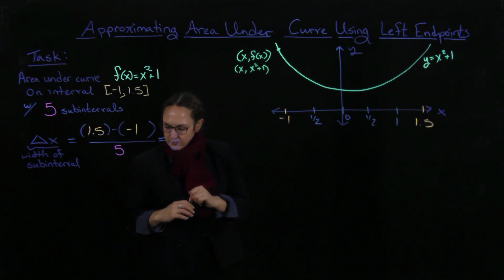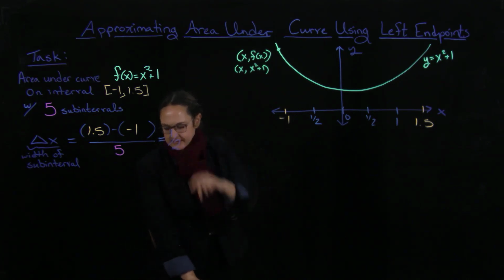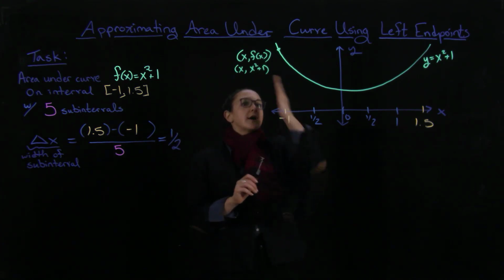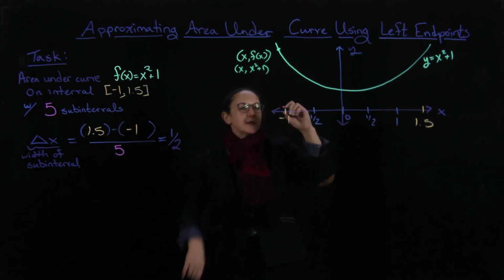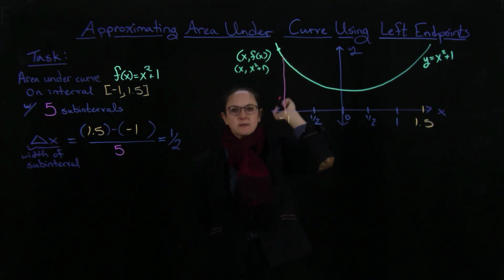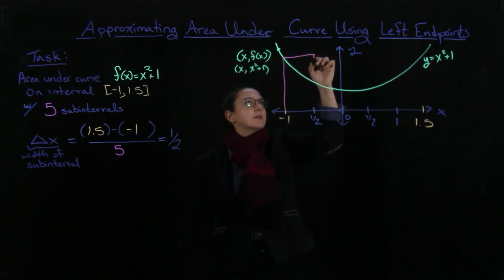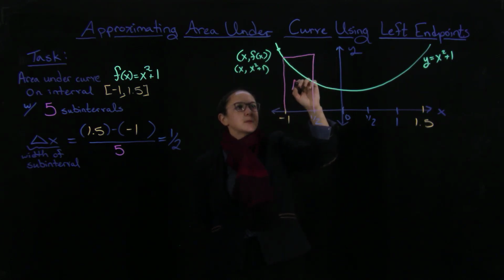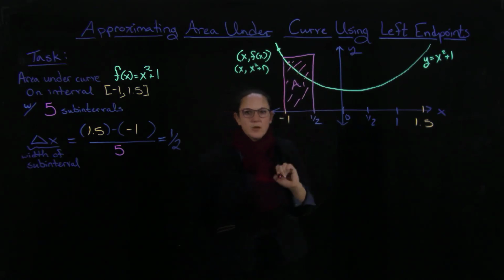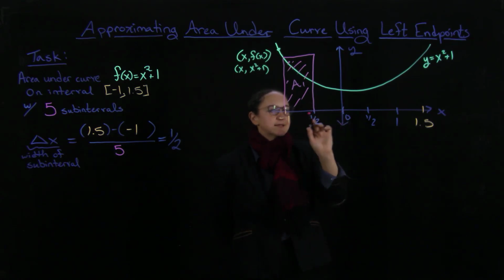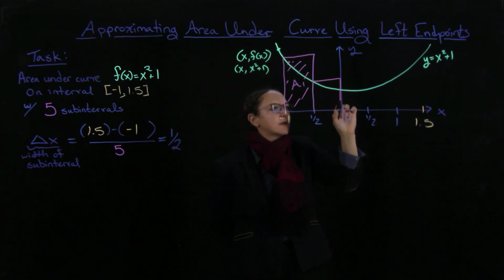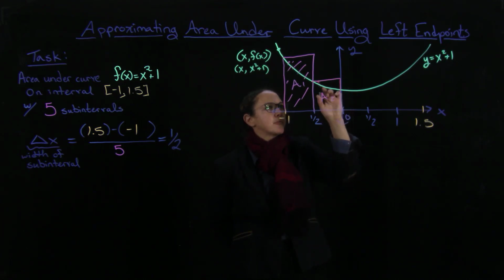But now what I want to do, and I'm going to use the same color as over there, is approximate this area using left endpoints. So I'm going to start at -1. I'm going to go up until I hit the graph. I'm going to go over to the end of my subinterval, and I'm going to go down. I'm going to call this area A1. Then I'm going to do the same thing for this subinterval. I start on the left-hand side, go up until I hit the graph, over and down. I'm going to call this A2.